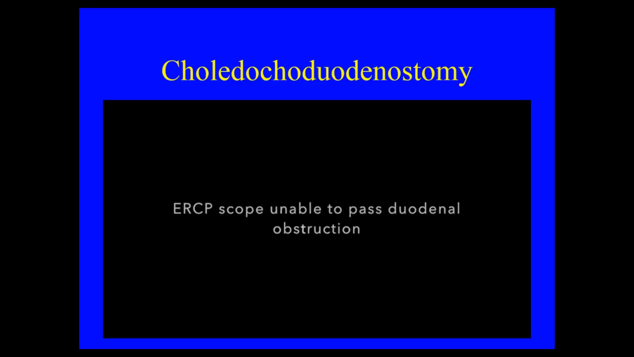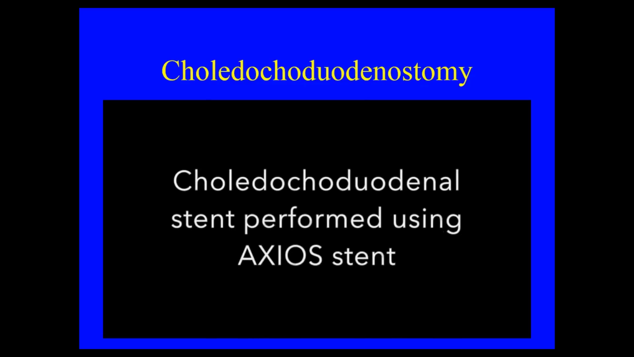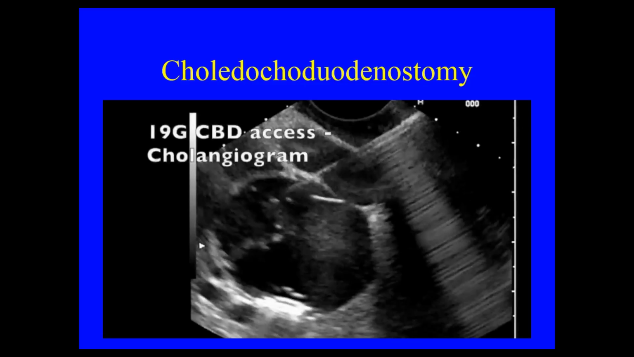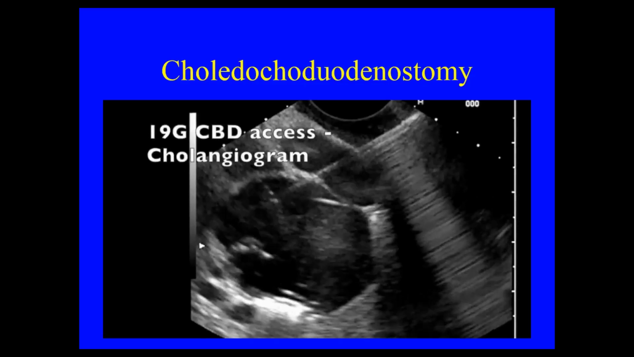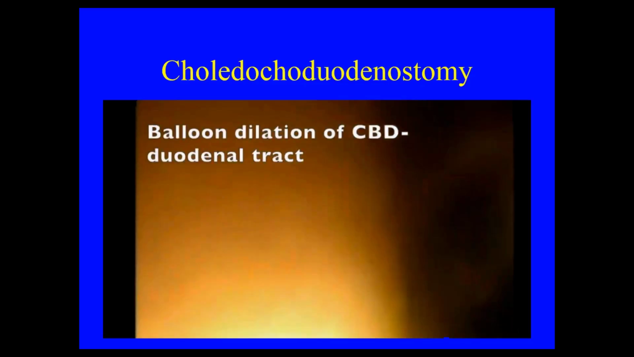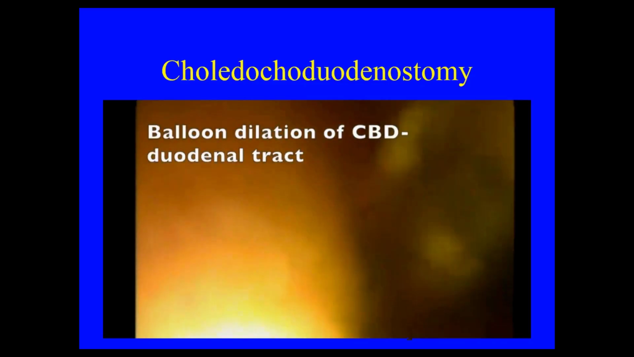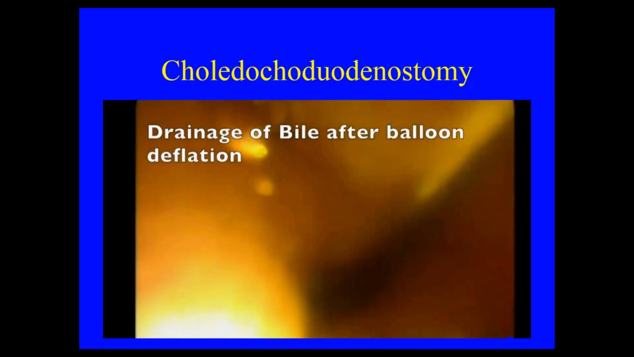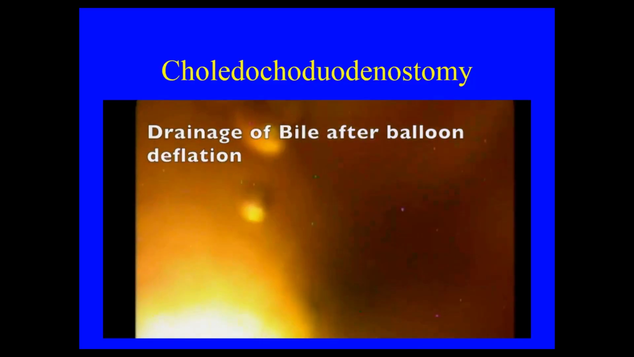Then, of course, the ERCP is not possible. Here, I converted into a choledochoduodenostomy. A 19-gauge needle is punctured into the bile duct, injected contrast. The tract is dilated, and a lumen-apposing metal stent was placed going from the duodenal bulb into the main bile duct.